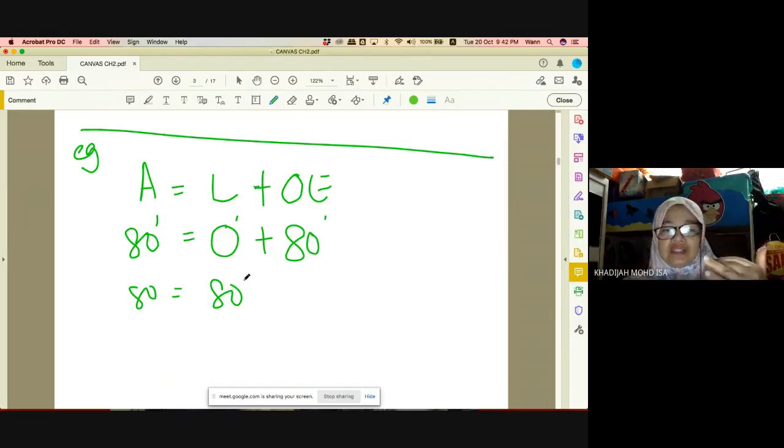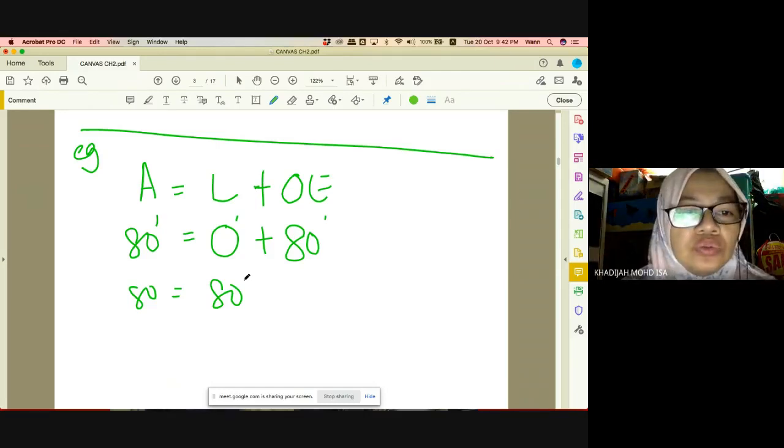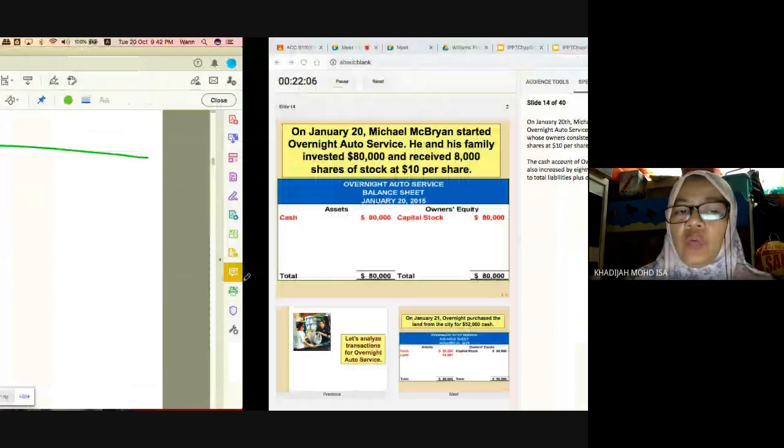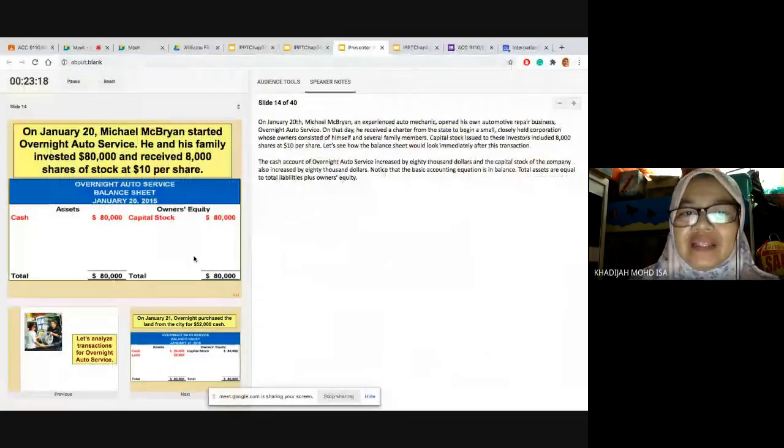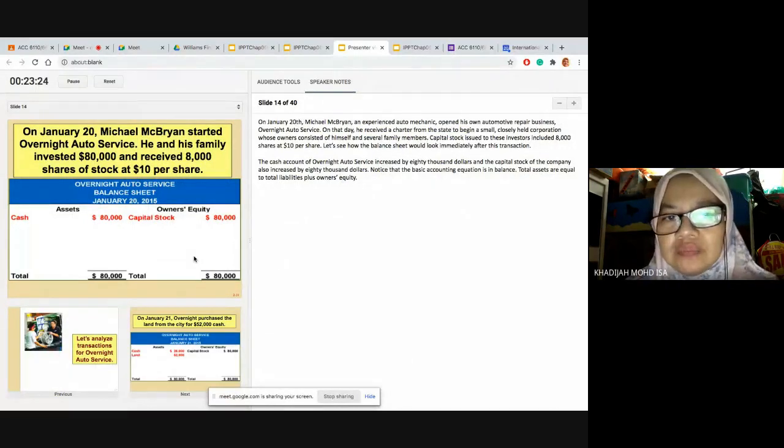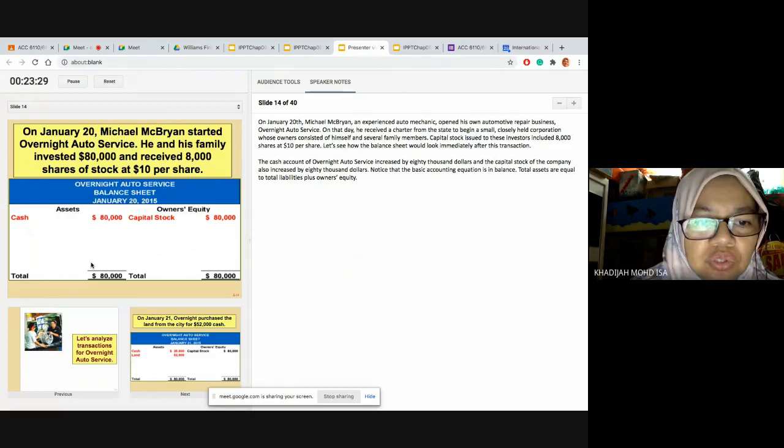Whenever there's a business transaction, when you identify it, you must always have this. What is the implication of each business activity? That's why you have to understand what asset, liability, and owner's equity are. So for every transaction, I want you to identify what economic activity takes place and what the implication is on your accounting equation. Now you have an asset of 80,000. So total asset is 80, then you have capital stock of 80.